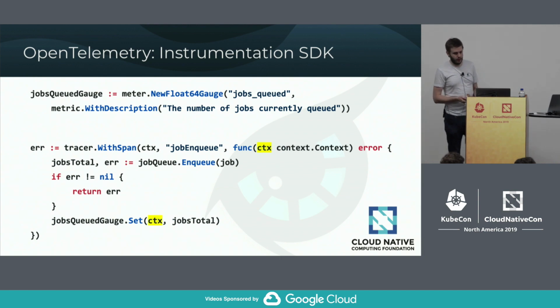And then, highlighting here the context that we're passing to the metric gauge when we set the current value of the jobs currently enqueued. That context is associated with that job enqueue operation, and that job enqueue operation is part of a trace, which has a trace ID. Internally, OpenTelemetry is able to provide, in the metrics exposition format, such as OpenMetrics, which is Prometheus-based, the trace ID that this request was part of.